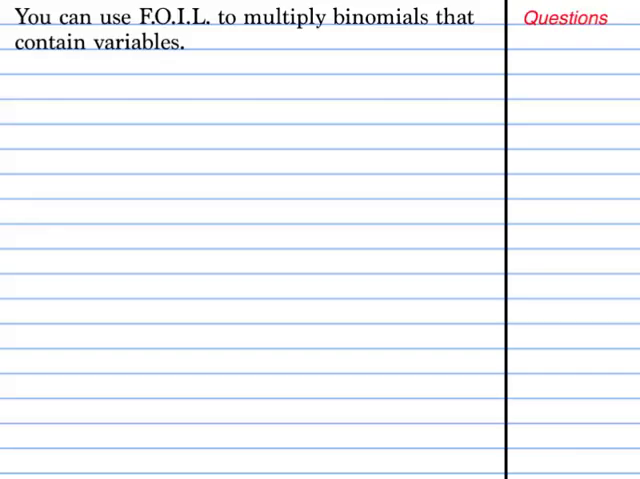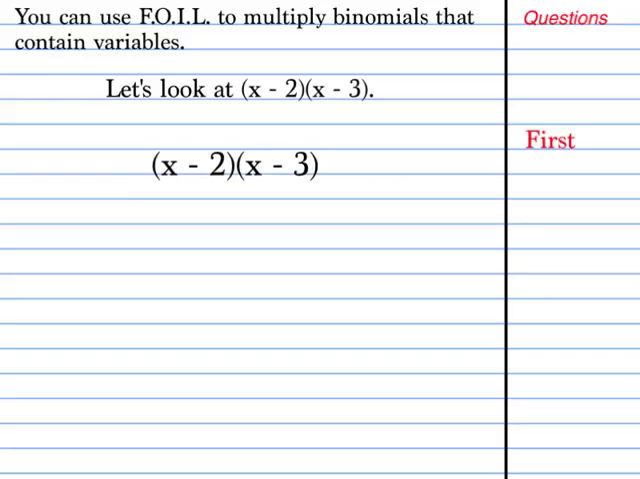Now, there's a second way that you can multiply binomials, and that's using the FOIL method. So I'm going to look at the same two binomials again, and I'm going to use the FOIL method to multiply them. So the F represents first. And that just means I take my first two terms and multiply them. That gives me x squared.